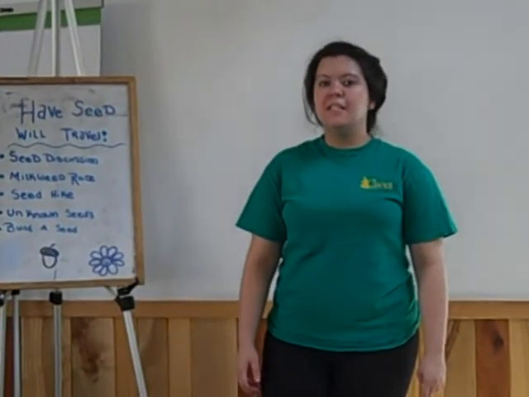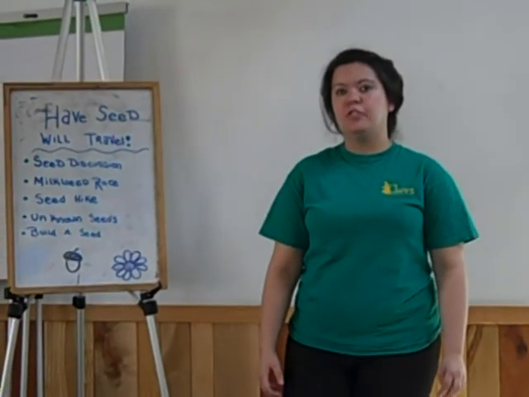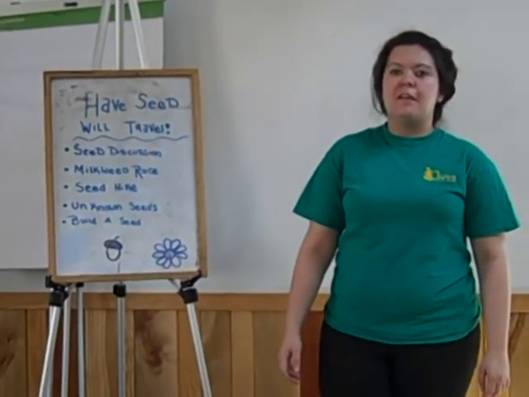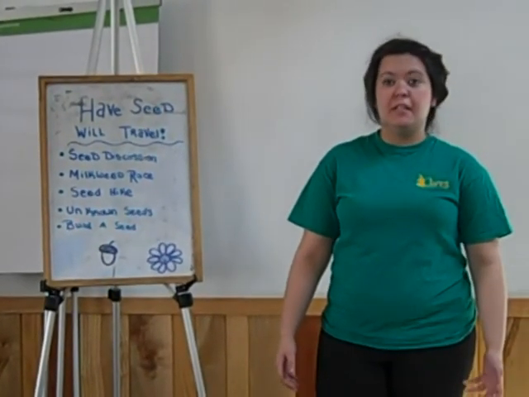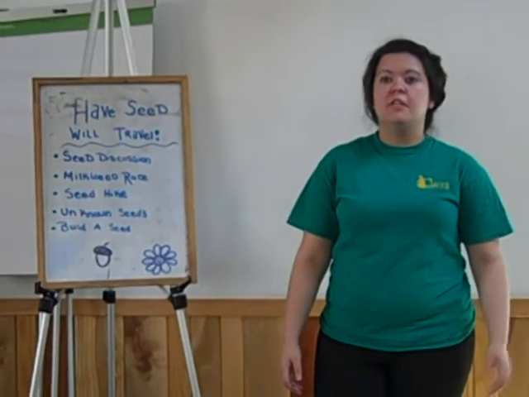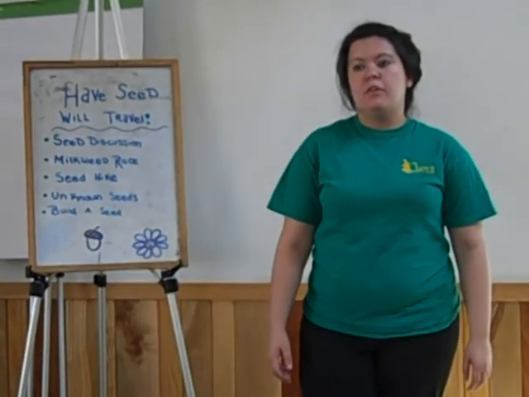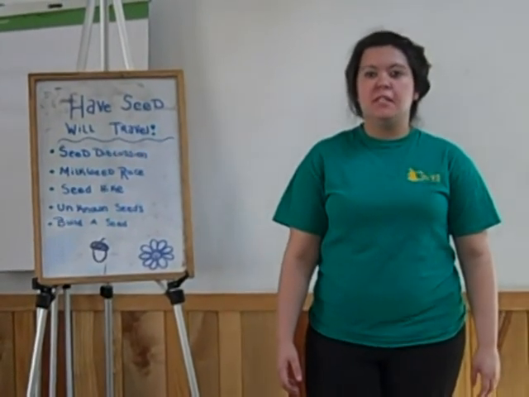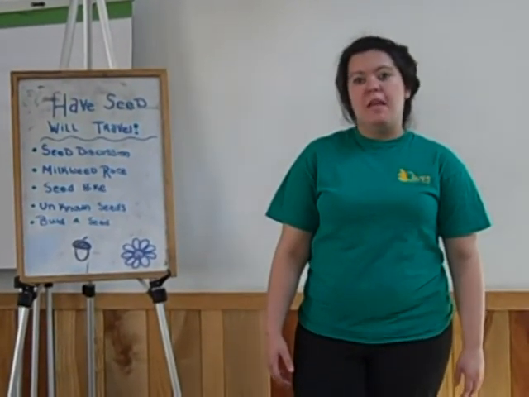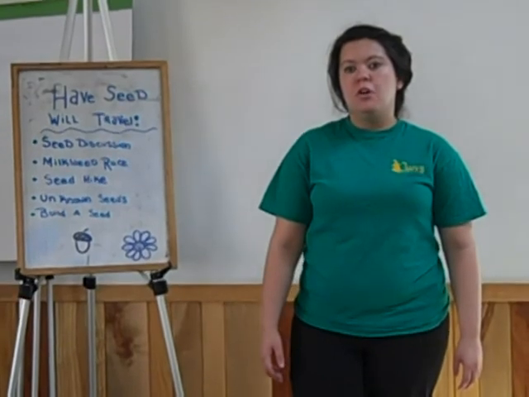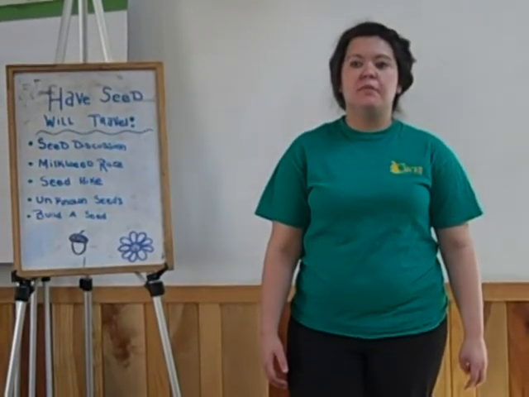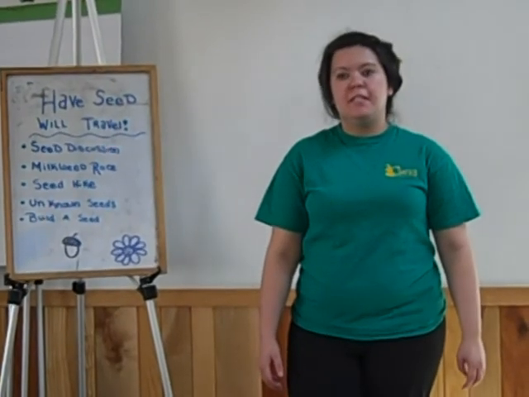This lesson is called Have Seed Will Travel. The purpose of this lesson is to describe the purpose and function of a seed, list 4 essential ingredients necessary in order for a seed to grow, describe the 5 methods of seed dispersal and be able to give an example of each, and relate seed dispersal to human activities and give at least 2 examples of ways that humans have affected seed dispersal around the globe.